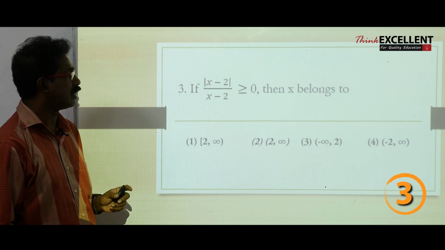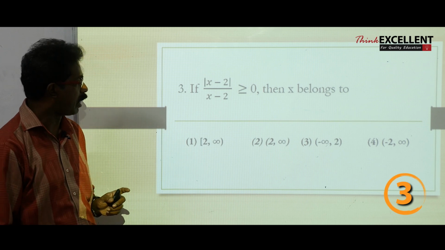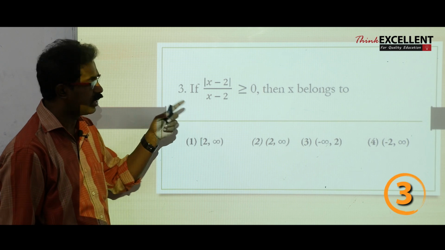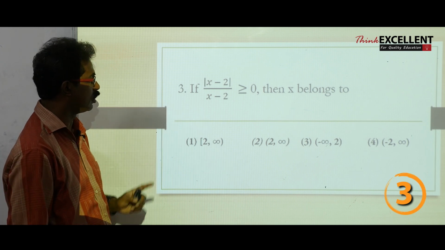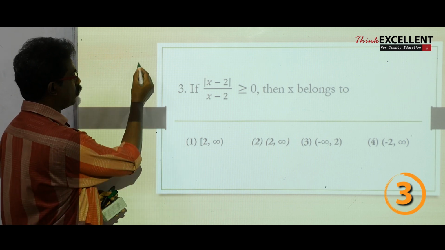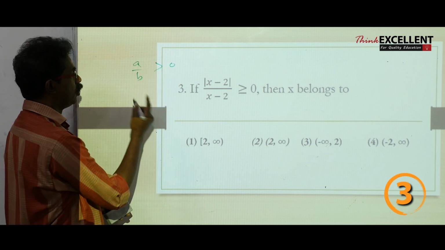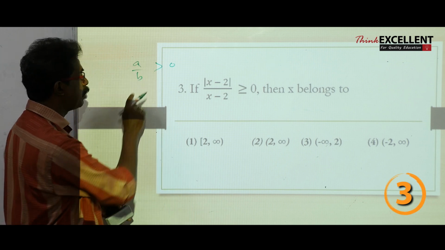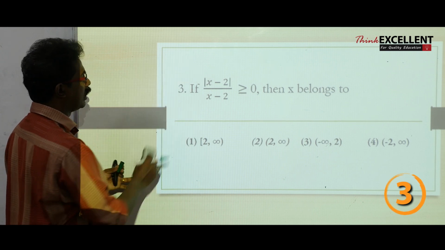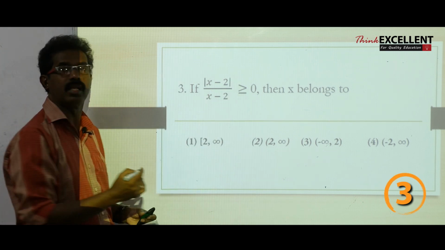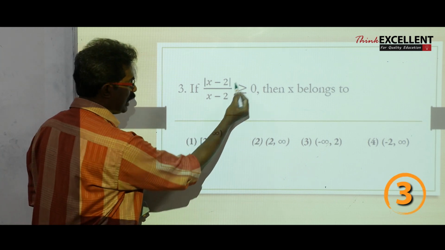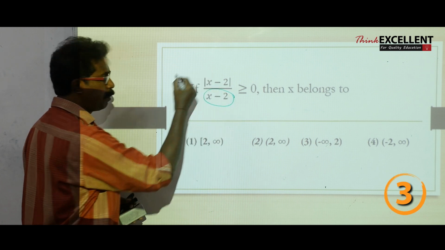if modulus x minus 2 by x minus 2 is greater than or equal to 0. One rational expression is given, and they said it is positive, greater than or equal to 0. See the numerator. So, a fraction a by b is positive means two cases. Either both a and b must be positive or both a and b must be negative. But here you see the numerator, it is an absolute value, modulus of x minus 2. So, you know it is positive. So, the only thing to satisfy this condition is that the denominator must be positive.